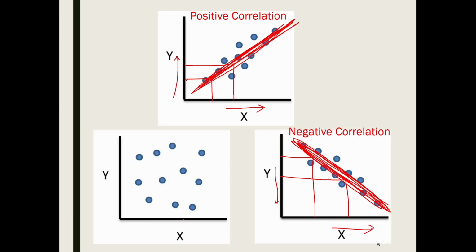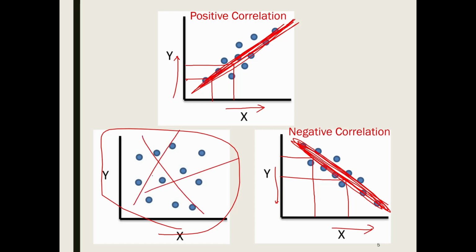The one on this picture is sort of random. You can't really draw a line like this or this or this. It's sort of random. So this picture suggests there is no correlation, or the x and the y have nothing to do with each other. They have no significant relationship, or we say no correlation.